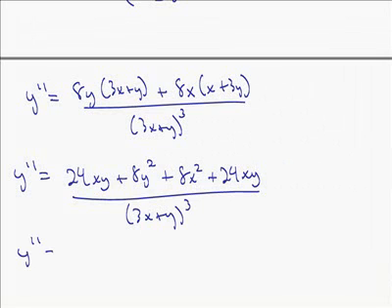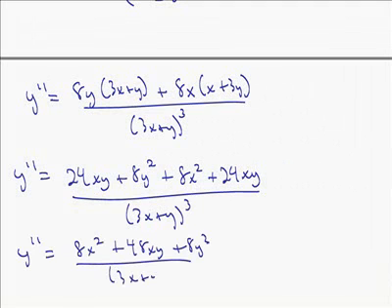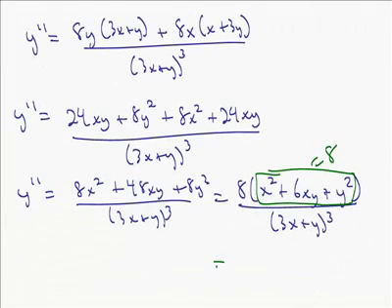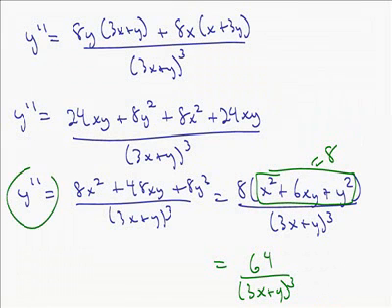And so y double prime is equal to 8x squared plus 48xy plus 8y squared all over the quantity of 3x plus y cubed, or 8 times the quantity of x squared plus 6xy plus y squared all over the quantity of 3x plus y cubed. But if you recall from our original equation, it says that this is equal to 8. And so we just get 8 times 8, or 64, over the quantity 3x plus y cubed, and that is y double prime. Kind of ugly, but it all turned out pretty nice in the end.